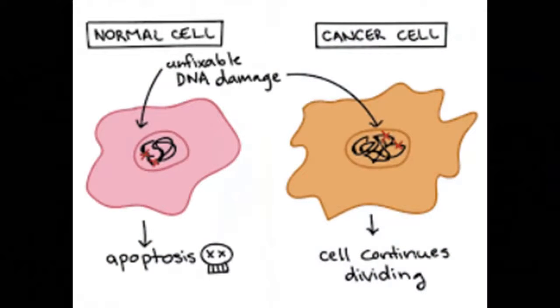The proteins in each cell closely manage mitosis. If the proteins detect that there is damage to the DNA of a cell, and that damage is unfixable, the cell will go into a process called apoptosis, where the cell self-destructs so that the damaged DNA does not continue to be duplicated. If the proteins don't catch this mistake, and the cell continues to divide with the damaged DNA, this is how cancer is caused.